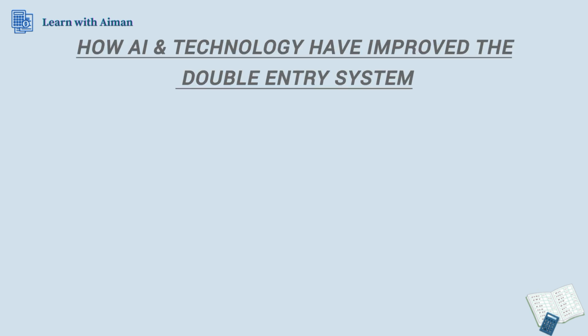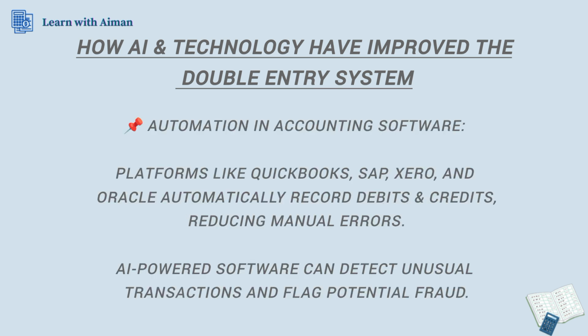How AI and technology have improved the double entry system. Automation in accounting software. Platforms like QuickBooks, SAP, Xero, and Oracle automatically record debits and credits, reducing manual errors. AI-powered software can detect unusual transactions and flag potential fraud.